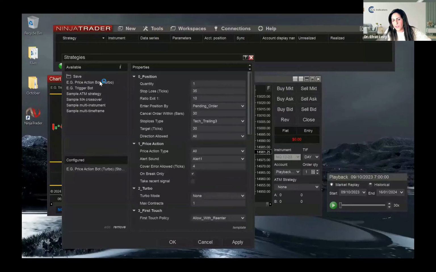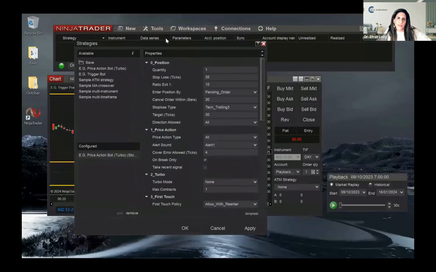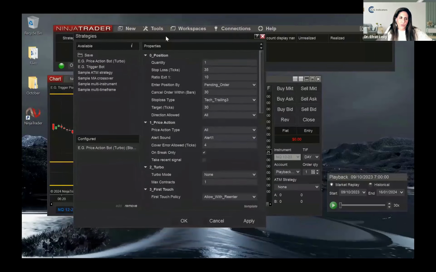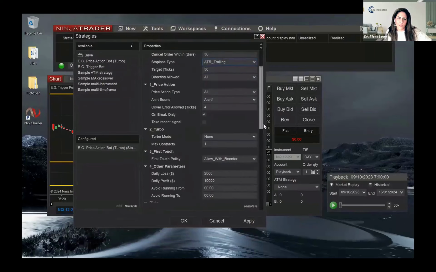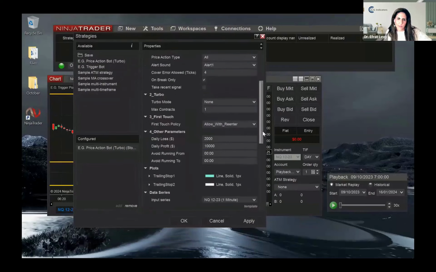Instead of Tech Trailing 3, I want to use the new EG indicator for trailing. It's called the EG trailing stop. And it is based on ATR, average true range. It's a good measure for the volatility of the asset. And it makes sense to trail the stop loss based on that volatility. And this is the ATR trailing. The ATR trailing implemented by the bot is the EG trailing stop.